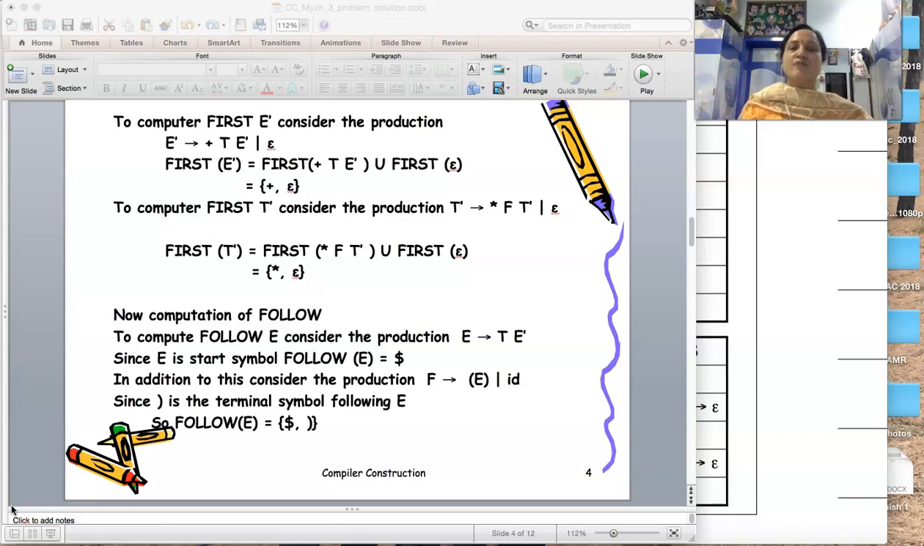So now what is following non-terminal E? Closing bracket is following non-terminal E. So as per rule 4, follow of E equals $. So dollar is already in the follow of E, and as per this production, follow of E is closing bracket. So closing bracket is added in the follow of E. So follow of E equals $, comma closing bracket.